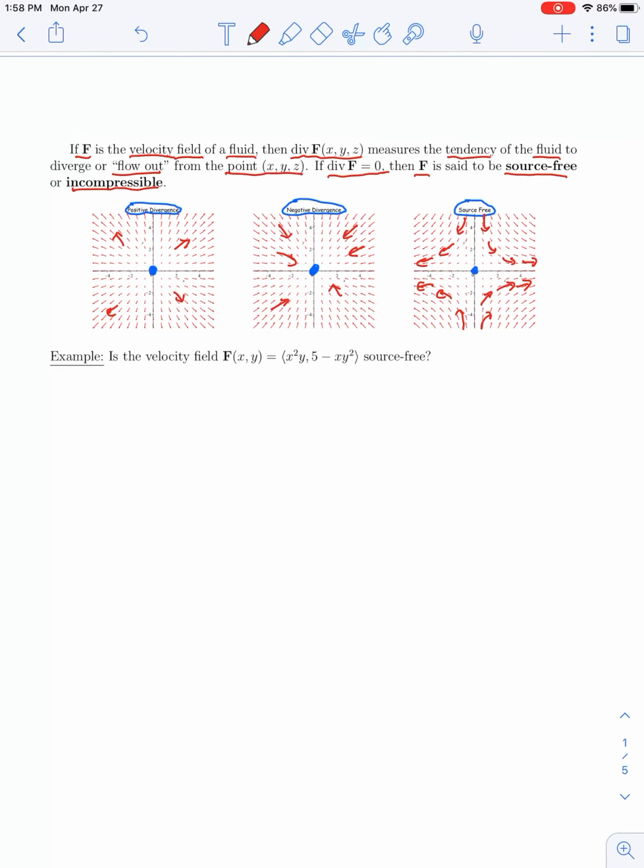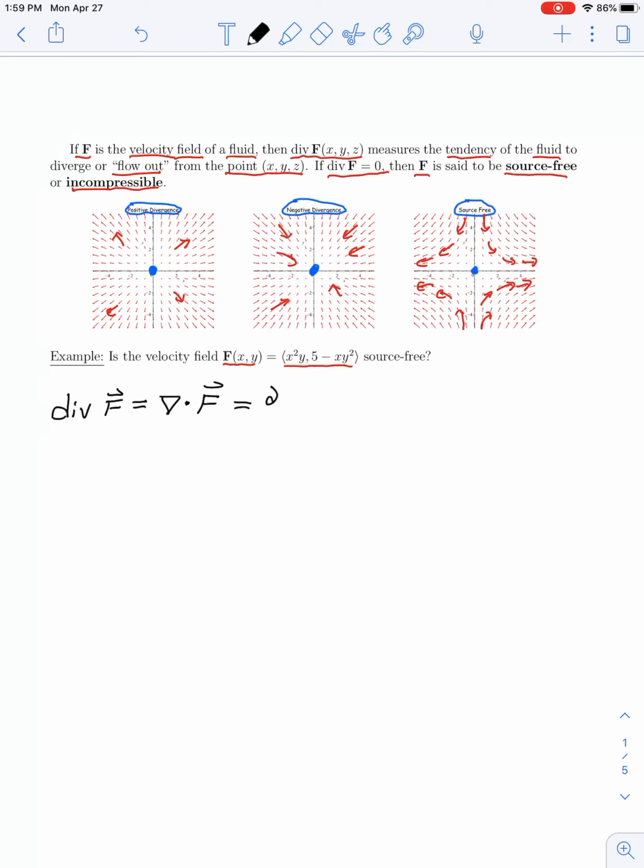We're given a velocity field, f of x, y, in 2 dimensions, and we're asked if this is source-free. Now, to determine whether a field is source-free, we need to look at the divergence and see whether it is 0. Here, the divergence of our vector field f, again, can be thought of as the dot product of the gradient operator with our field f. And in this example, we only have a 2-dimensional vector field. It's f of x, y instead of x, y, and z. So in this case, our third component function, r, is 0.